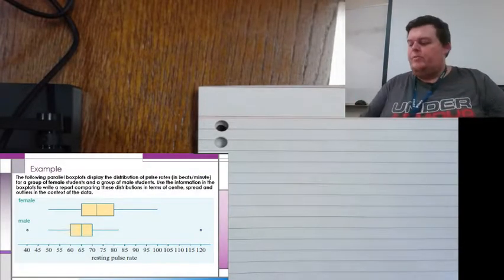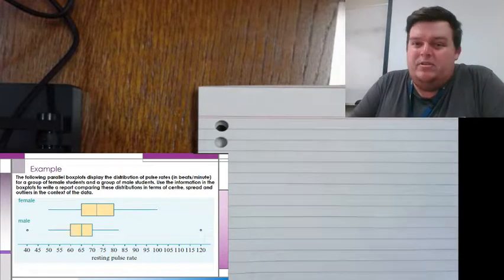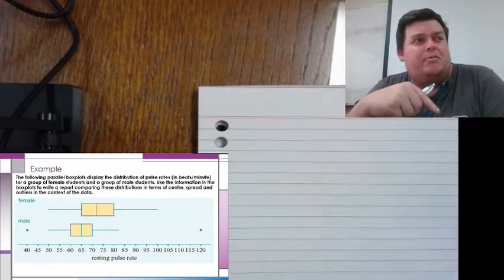Okay, so first we're doing these parallel box plots, which are on your screen down that way. I don't remember where I put the camera, but anyway.